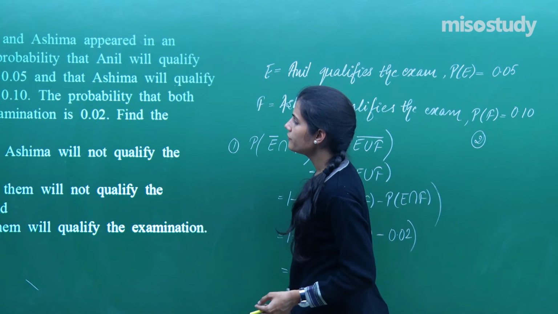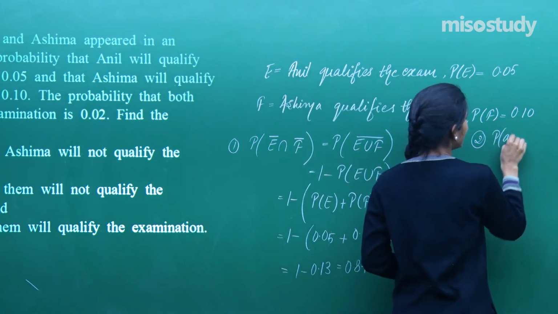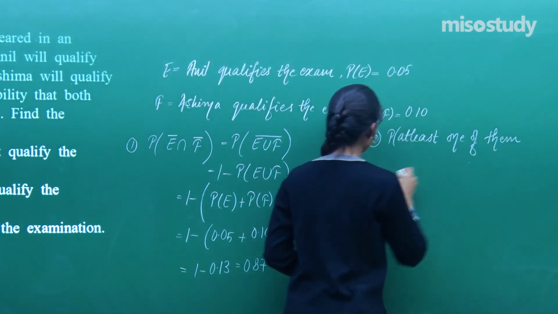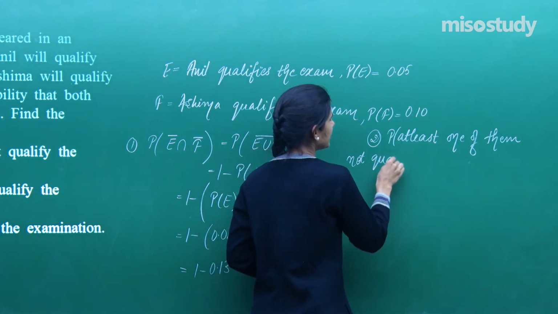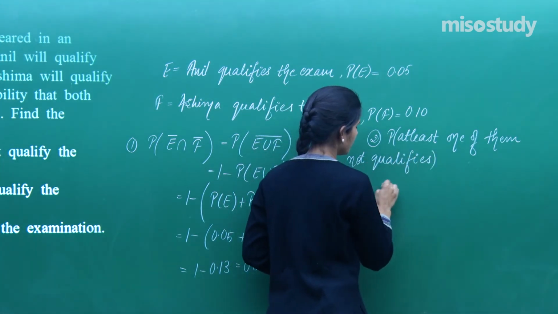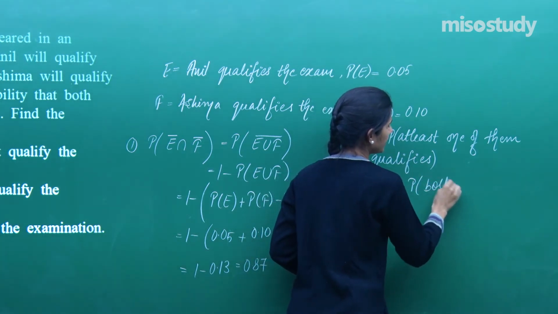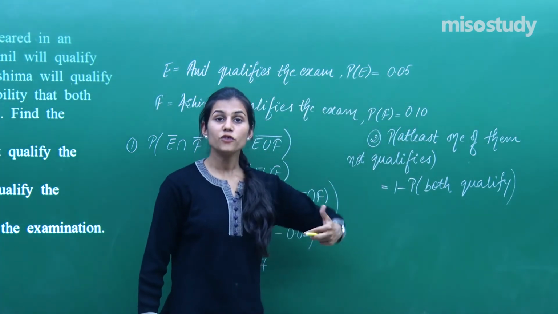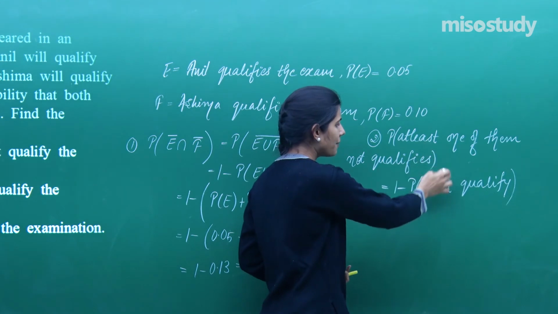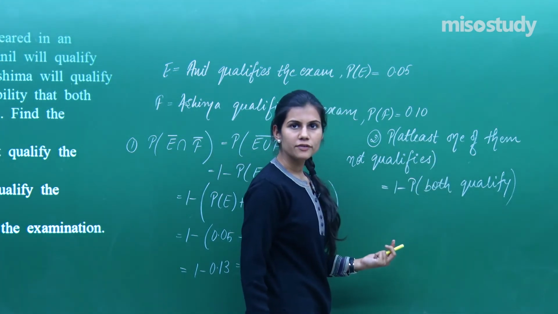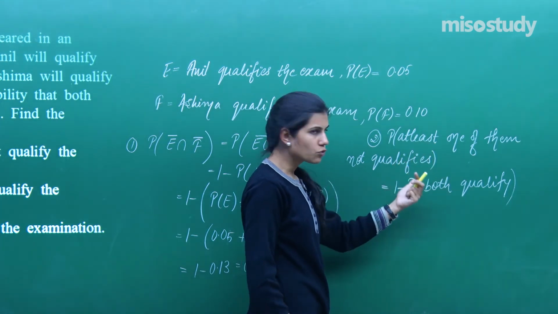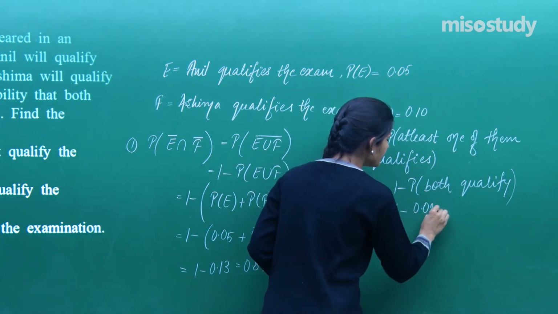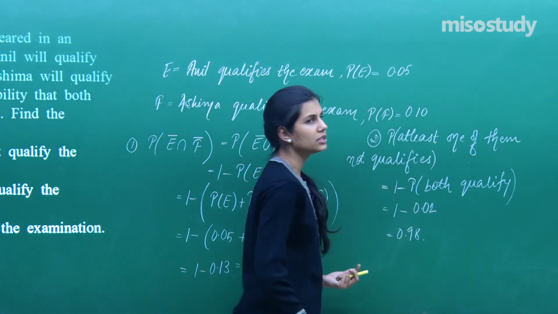Next you have what? Probability that at least one of them will not qualify. So probability of at least one of them not qualifying is same as saying 1 minus probability of both qualifying. Right? Probability of event A is 1 minus probability of not happening of event A. So not happening of this means this. At least one of them qualifying, its negation is. At least one of them not qualifying, its negation is both are qualifying. This is 1 minus, what is probability of both qualifying? 0.02 given in the question. So 0.98 is the answer for the second part.